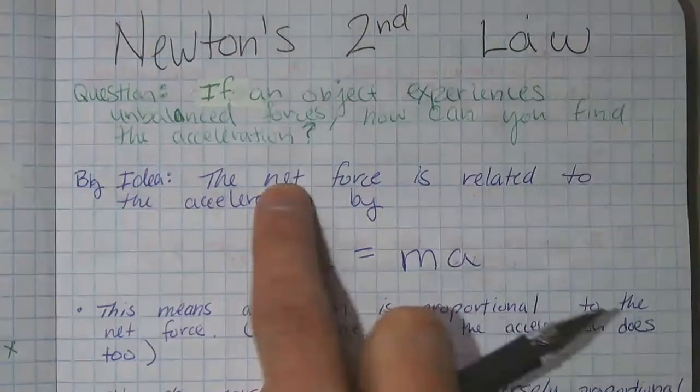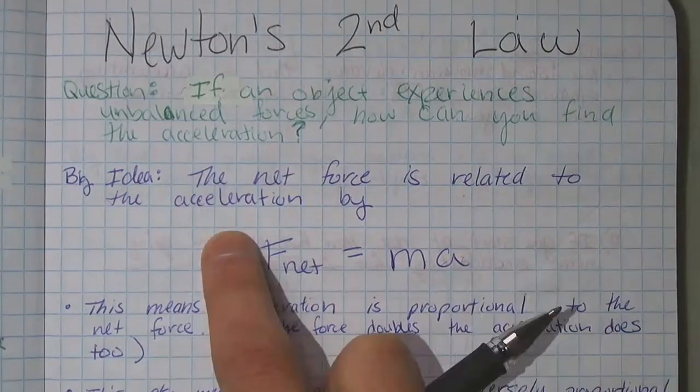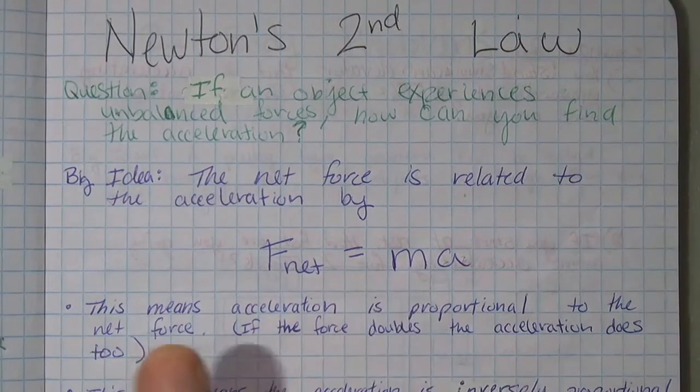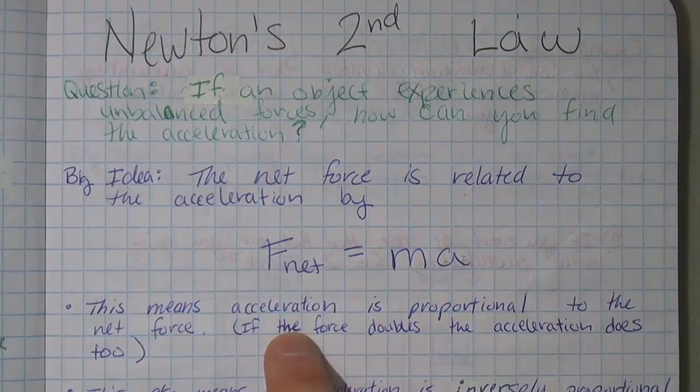So the big idea is that the net force, which remember net is just the total force, is related to the acceleration by F net is equal to ma. So this means that the acceleration is proportional to the net force.